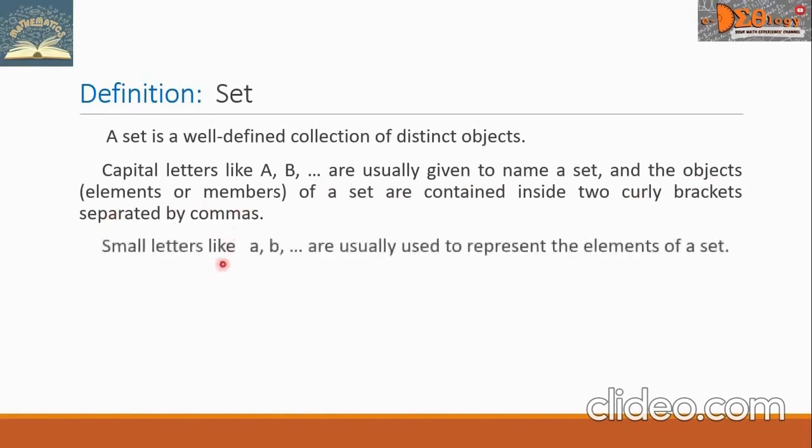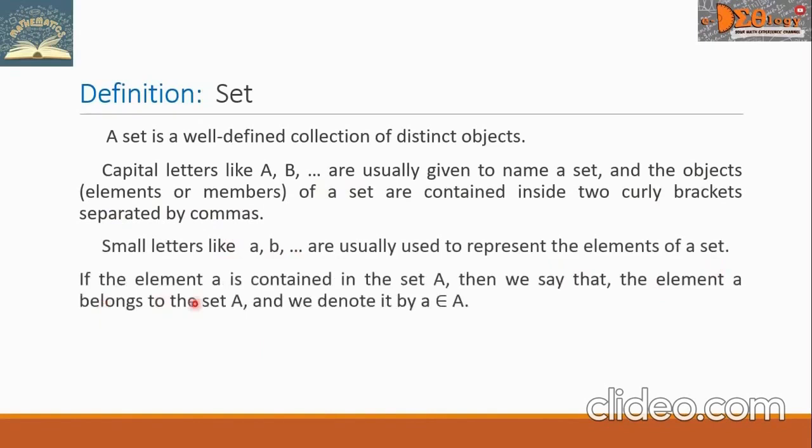Small letters like a, b, and so on are usually used to represent the elements of a set. If the element a is contained in the set A, then we say that the element a belongs to the set A, and we denote it by this symbol. And we read this as a is an element of set A.